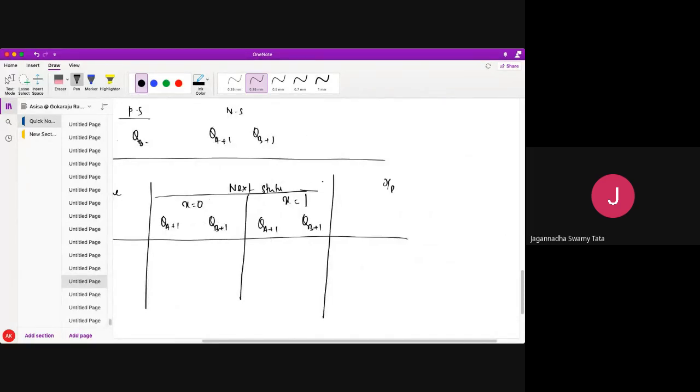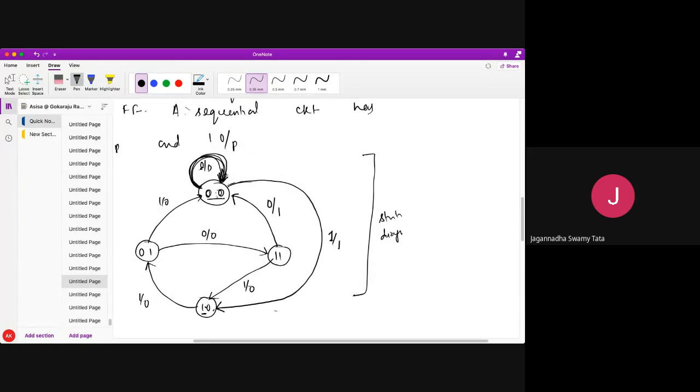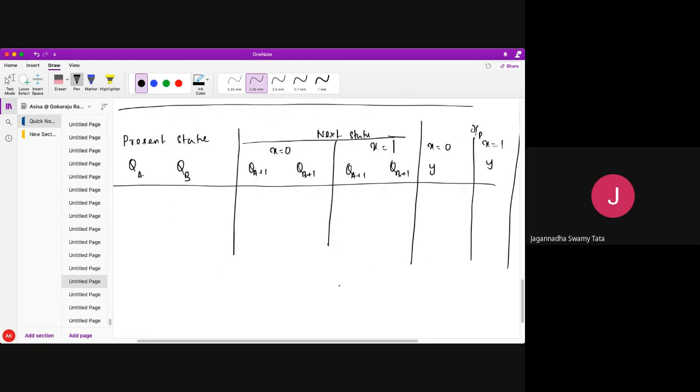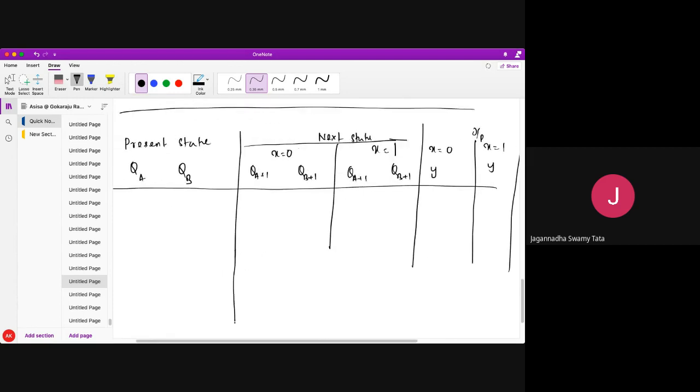Next, output. Output for input 0 is 0. For input 1, output is 1. Am I correct? So for input 0 it has some output, and for input 1 it has some more output. So this is my state table. All of you understand the state table? What will be in that state table? Mainly it has present state, next state, and this is my output. All of you understand now?